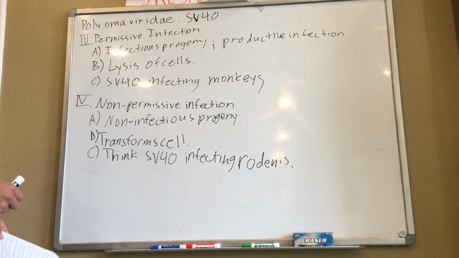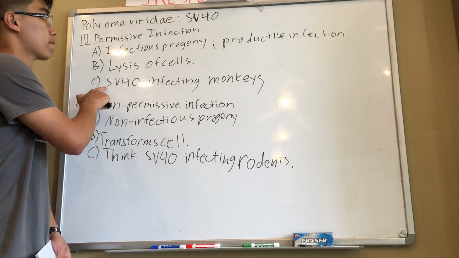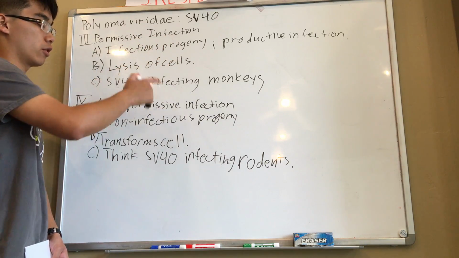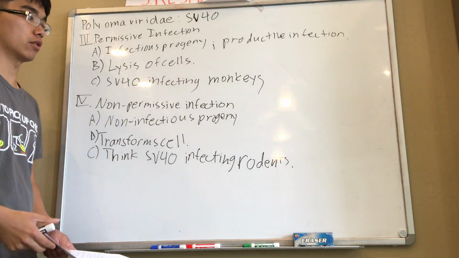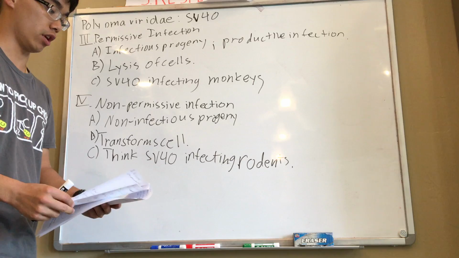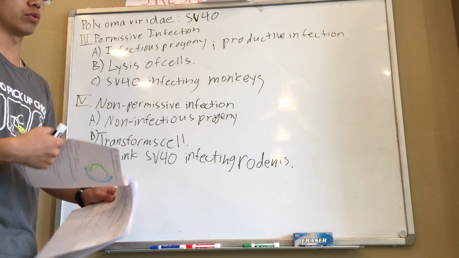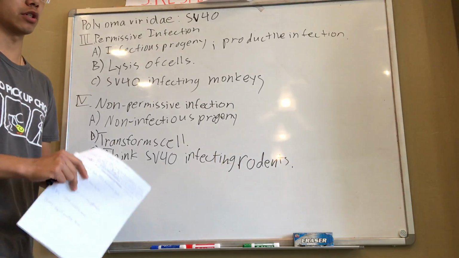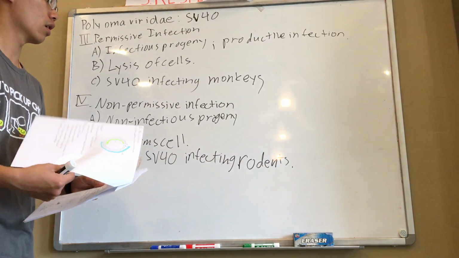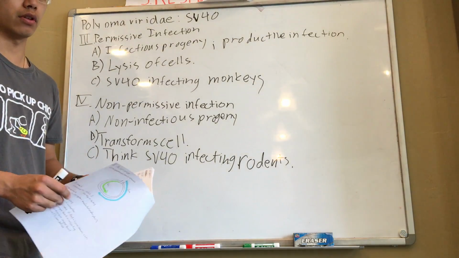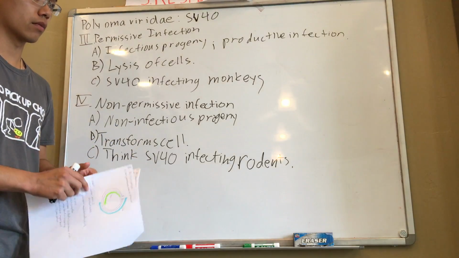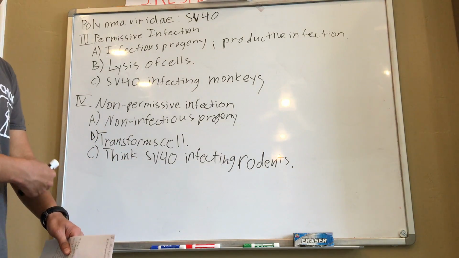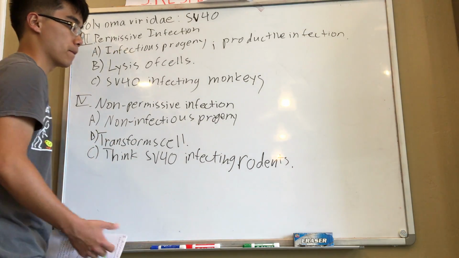This also illustrates another point: when Polyomaviridae infects a permissive cell, the viral DNA is free. When we say free, it means it's just flowing around, replicating itself and everything. But if it's in a non-permissive host, then it integrates, it gets bound to the host DNA.